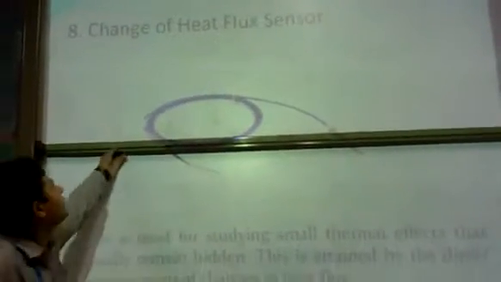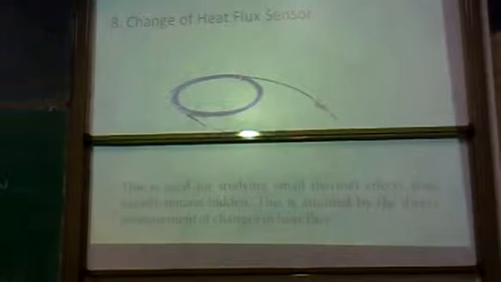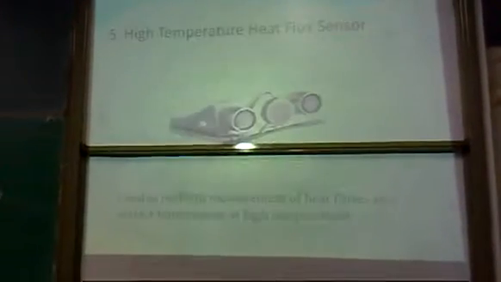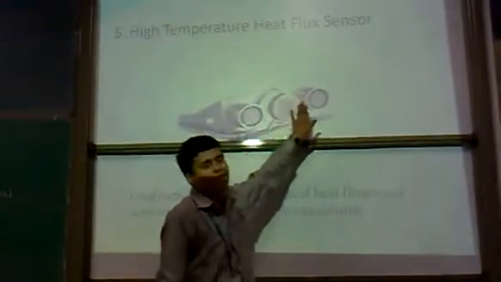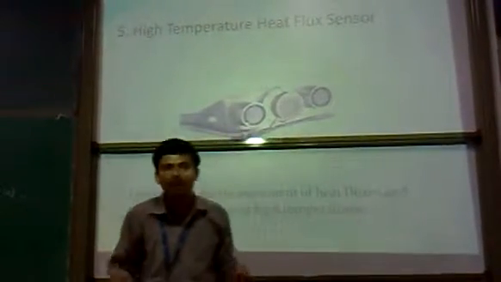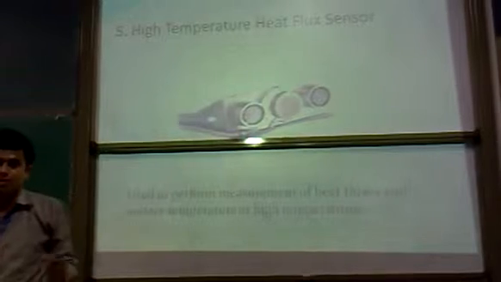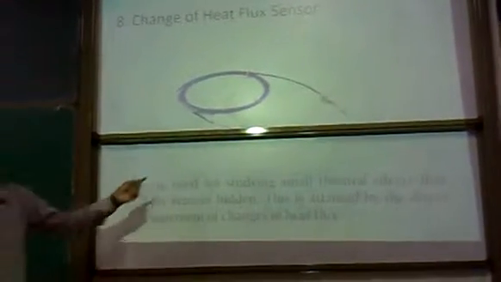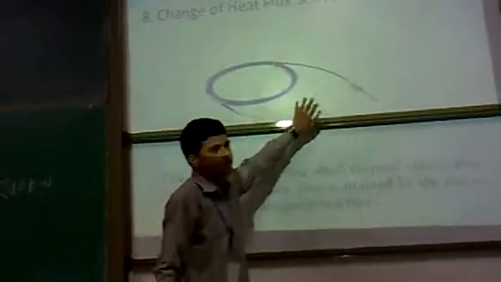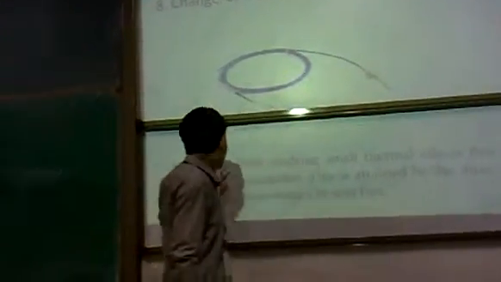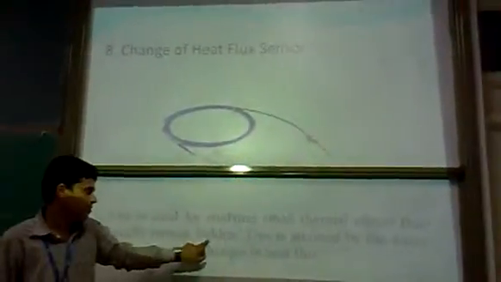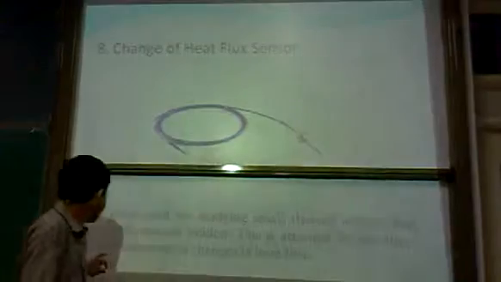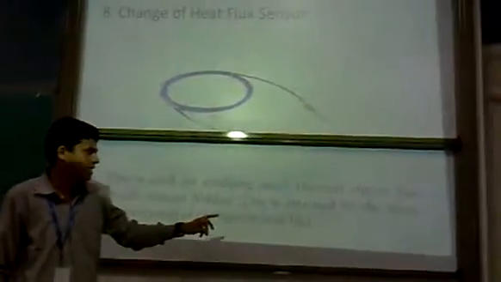Next is the change of heat flux sensor. As we saw with the high temperature heat flux sensor, it also gets two inputs and one output, which are compared. It is useful for measuring small thermal effects that usually remain hidden. This is attained by the direct measurement of changes in heat flux.